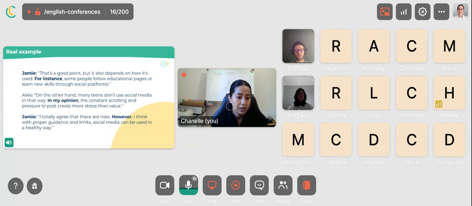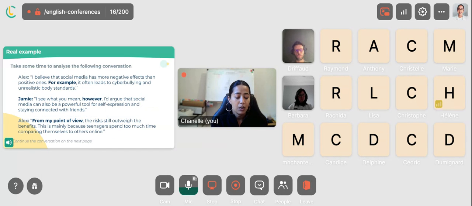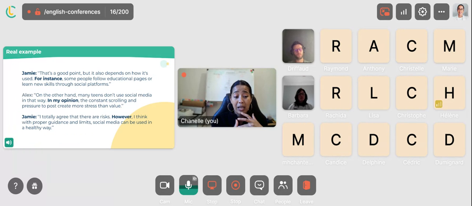So before we carry on, as we look at the debate, what do we notice? We notice that the first thing is there is mutual respect. We are acknowledging, we are saying that we see the side of the other person, but we are using certain words such as however, or from my point of view, for instance, or in my opinion, to show them the side that we agree on.